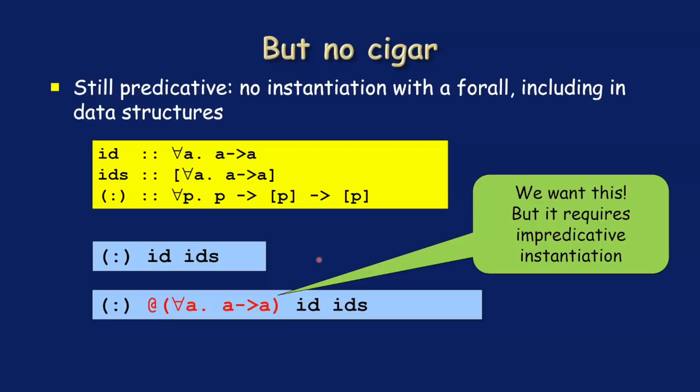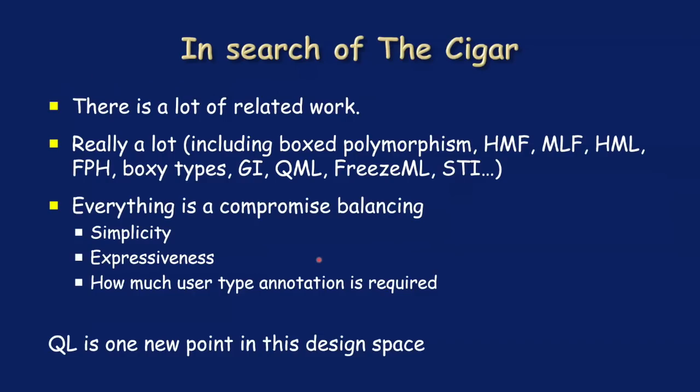And there's been lots of related work to try to find the cigar: the ability to combine pervasive type inference with minimal type annotation, along with the ability to instantiate polymorphic functions with polymorphic types. There's tons of related work that I'm not going to discuss in this talk; it's discussed in the paper, but it does your head in. There are so many acronyms and different language designs, and they're all a compromise balancing the simplicity of the system, the expressiveness of the system, and also how hard the user has to work by adding type annotations to write programs that use this kind of impredicative instantiation.